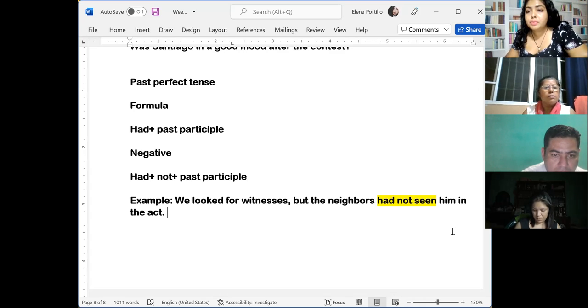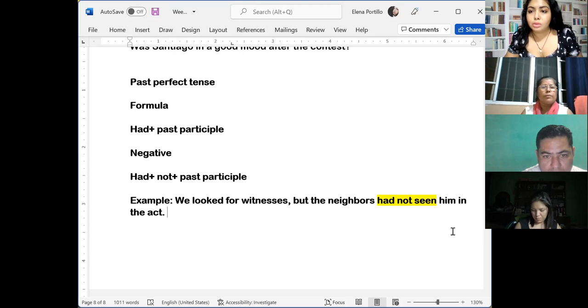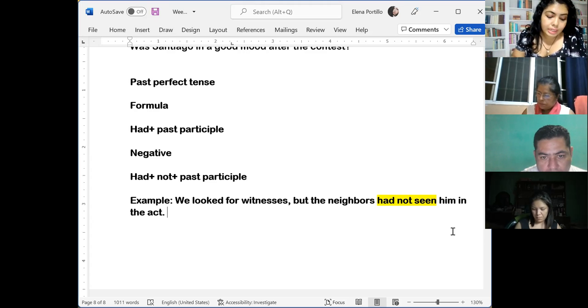Buscamos por personas que nos pudieran dar idea de lo que había pasado. Pero los vecinos no lo habían visto en el acto. So that's the structure, had not seen him in the act.